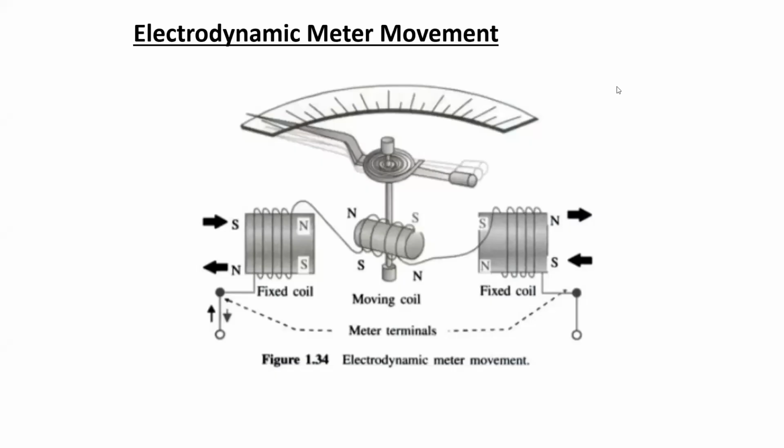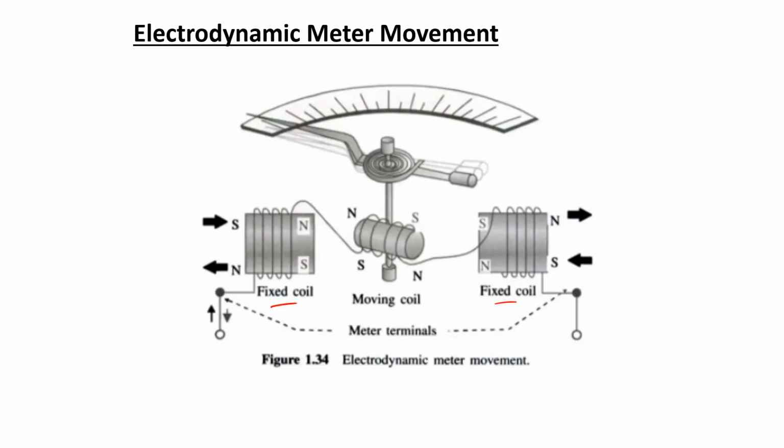In this lecture, I am going to start the discussion with the electrodynamic meter movement mechanism. Now, this meter movement mechanism is almost similar to the PMMC meter movement mechanism, but with a slight difference. The first difference is that the permanent magnet in the case of PMMC is replaced with an electromagnet, you can say. As you can see in this figure, there are two fixed coils, one over here, one over here, according to this figure.